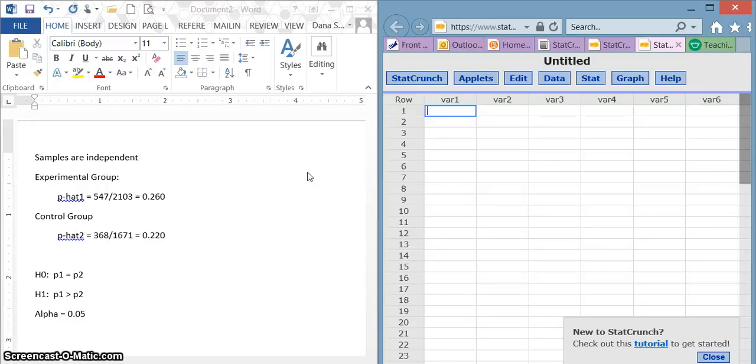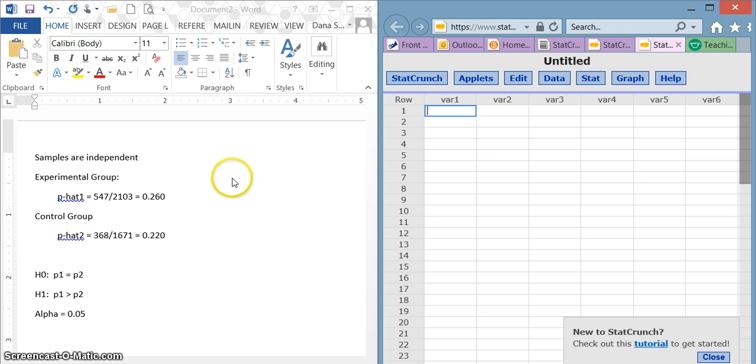The first thing that we want to look at in section 11.1 is testing a hypothesis regarding two population proportions. So in this demonstration, I'm going to be looking at example 2 in our textbook, and that example has to do with clinical trials of Nasonex. The patients were divided into two groups, and we have group 1, which is the experimental group, and we have group 2, which is the control group.